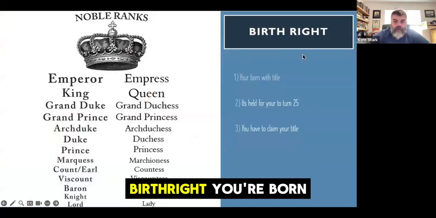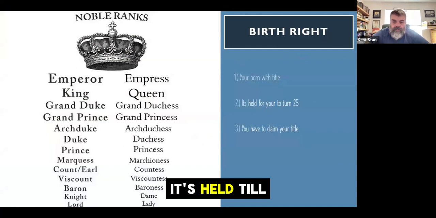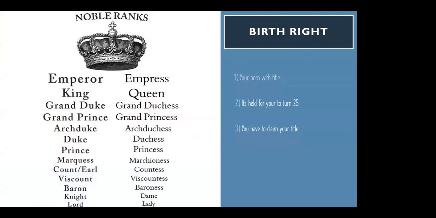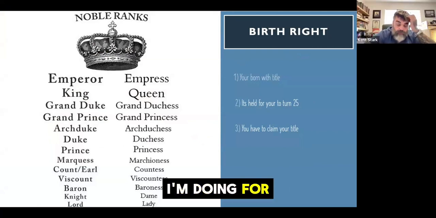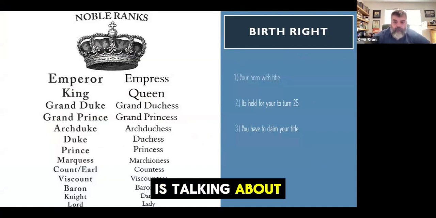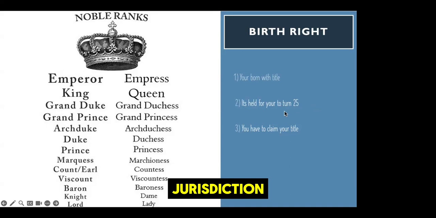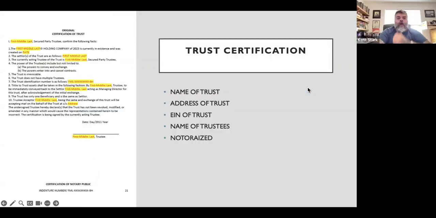All right, here's your birthright. You're born with title. It's held till you're 25 years old, and then you have to claim your title. I have another video and some other stuff that I'm doing for you guys. It's about getting an allodial title on your body. That's what this is talking about. Okay. Once you have an allodial title on your body, then there is no longer a corporate fiction, and no longer can you be pulled into a jurisdiction. So this is very important.